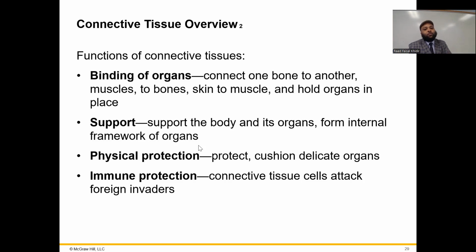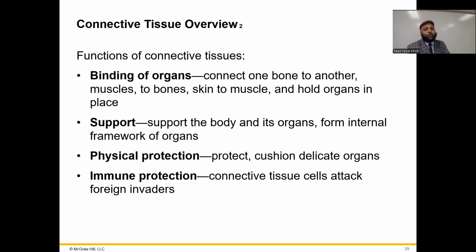So, functions of the connective tissue. The functions of the connective tissue are the binding of the organs. They connect one bone to another, and they connect muscles to bones and skin to the muscle, and they hold the organs in place. So which tissue is highly implicated in connecting bones to muscle, bone to bone? That sounds like connective tissue, not the epithelial tissue.